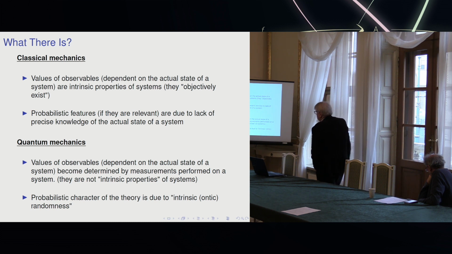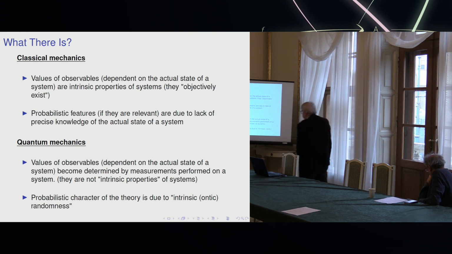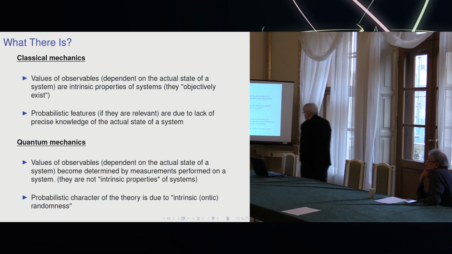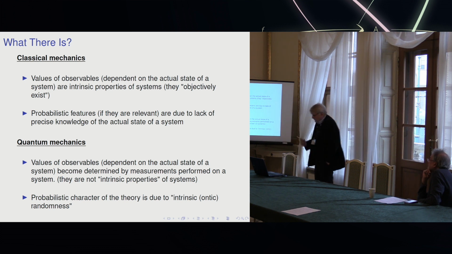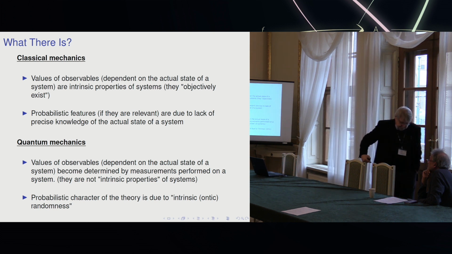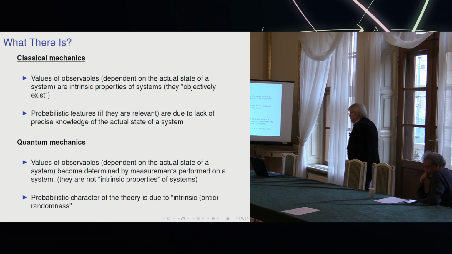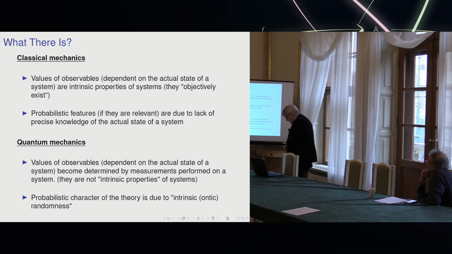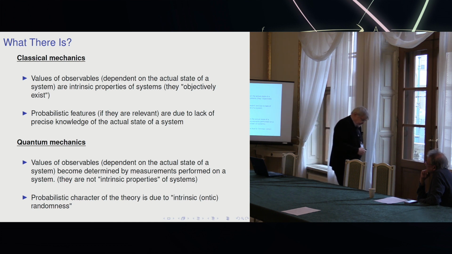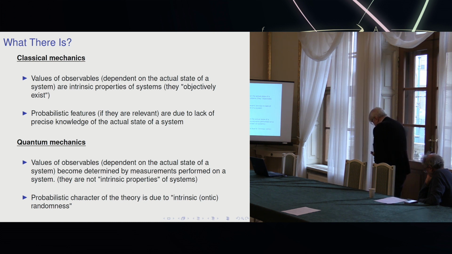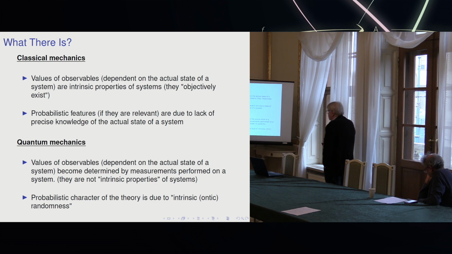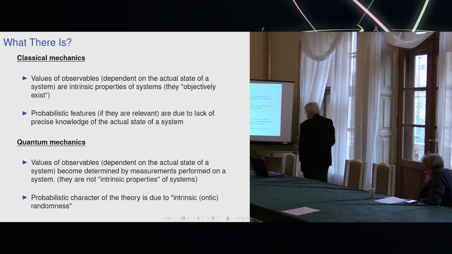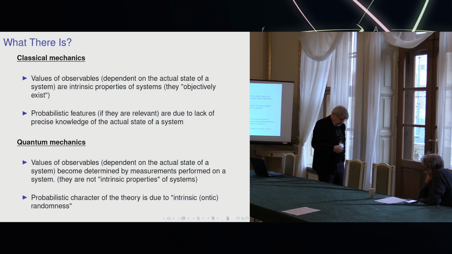In quantum mechanics, we meet an opposite situation. So values of observables, which are also dependent on the actual state of the system, become determined by measurements performed on a system. They are not intrinsic properties of a system in this sense. Okay? On the other hand, the probabilistic character of the theory is due to some intrinsic or ontic randomness of quantum mechanics. Okay, so taking this into account, there is probably not much hope to unify these theories in one. Okay, and this will be the point of further work.